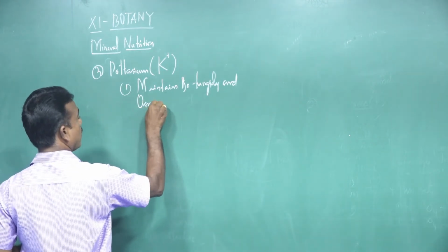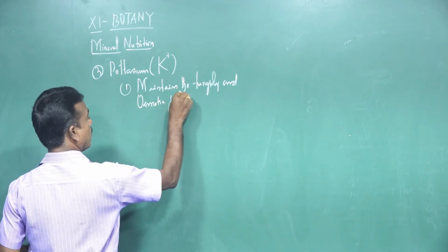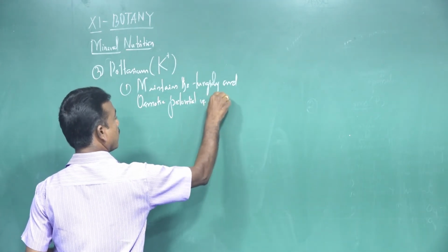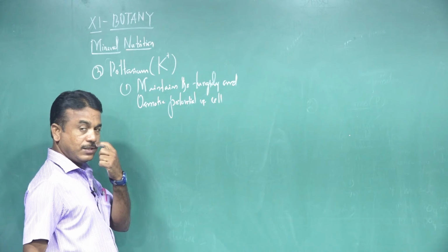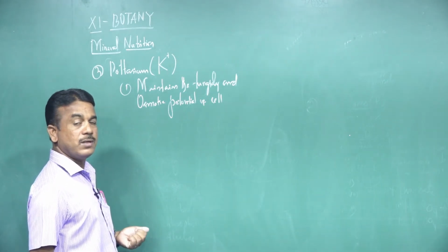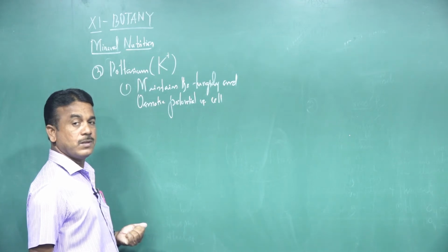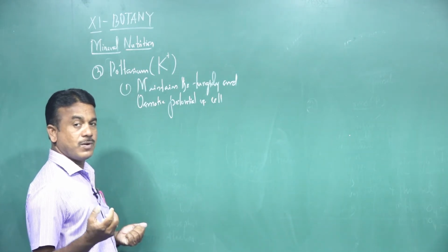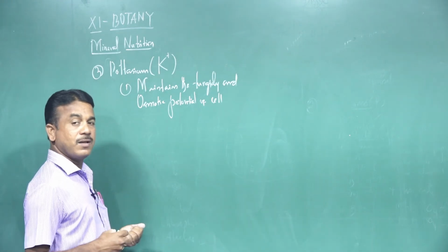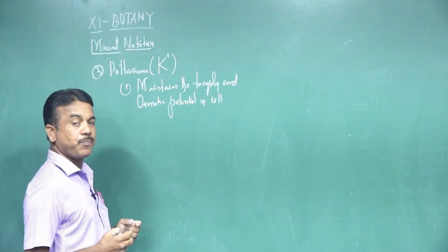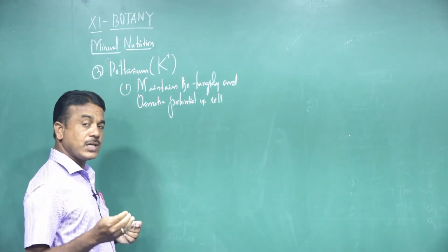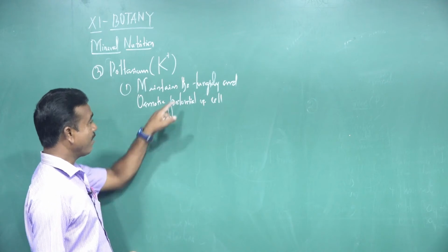Osmotic potential of the cell. What maintains the turgidity? Turgidity means the cells, due to endosmosis, get more water from the surface of the membrane. The cells swell up. If the cells swell up, it means turgidity is maintained through water.